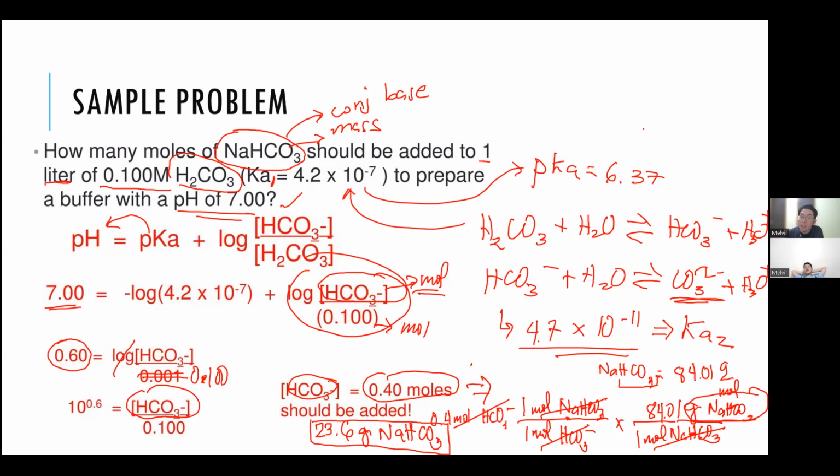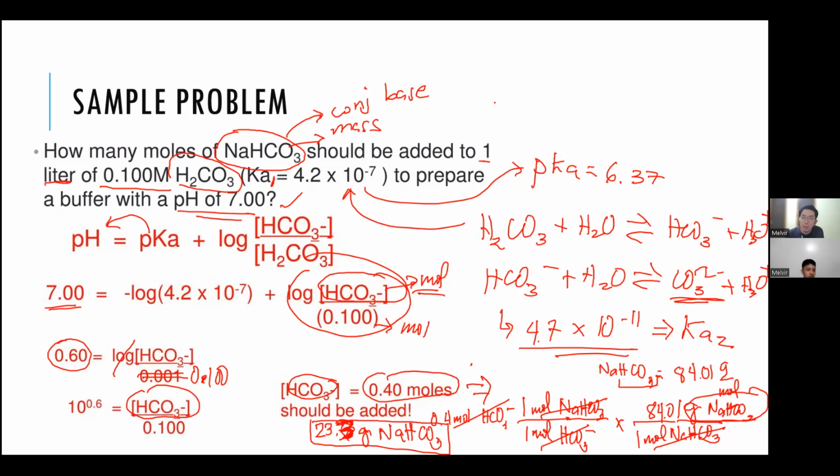Pero 1 litro kasi ito. 1 litro, 23.3, sorry. Madami-dami pa rin siya. But if you will notice, 1 liter kasi ito ng buffer. So, paano mo siya gagawin sa laboratory?